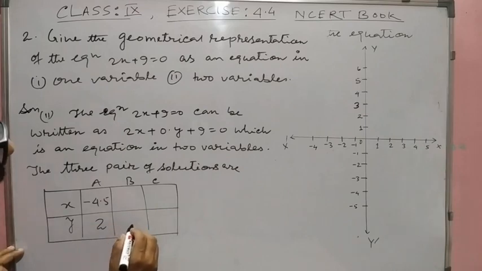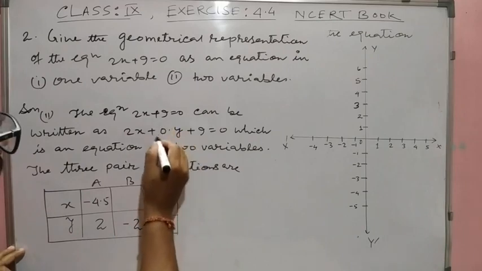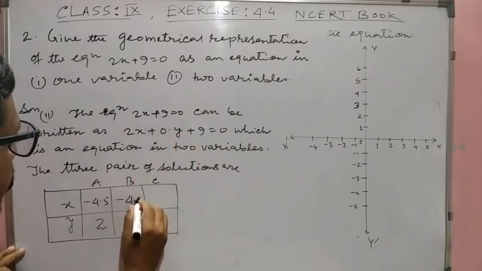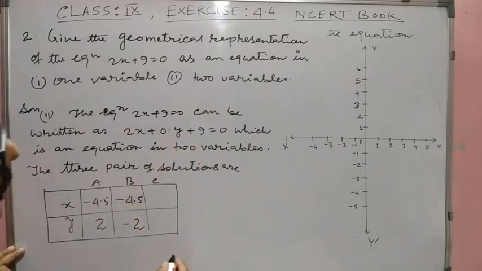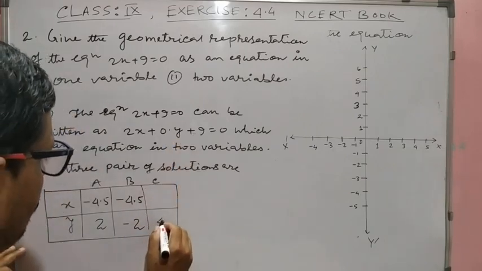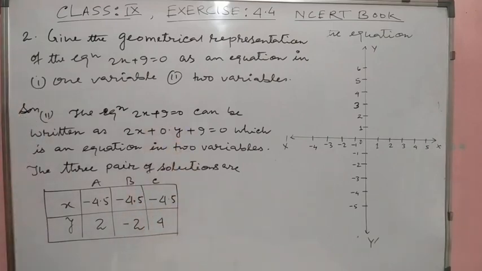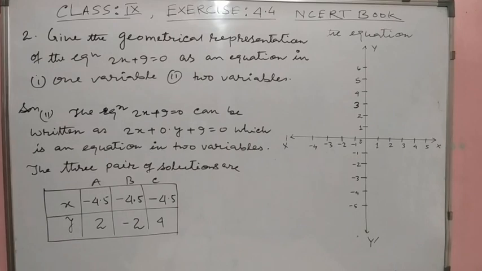If y equal to minus 2, then also it will be minus 4.5. If y equal to 4, then also it will be minus 4.5. Now let us plot these points. Minus 4.5 comma 2, minus 4.5 comma minus 2, minus 4.5 comma 4.